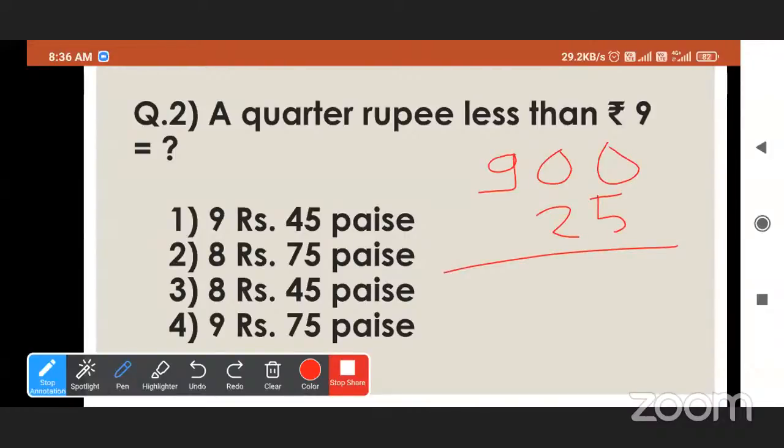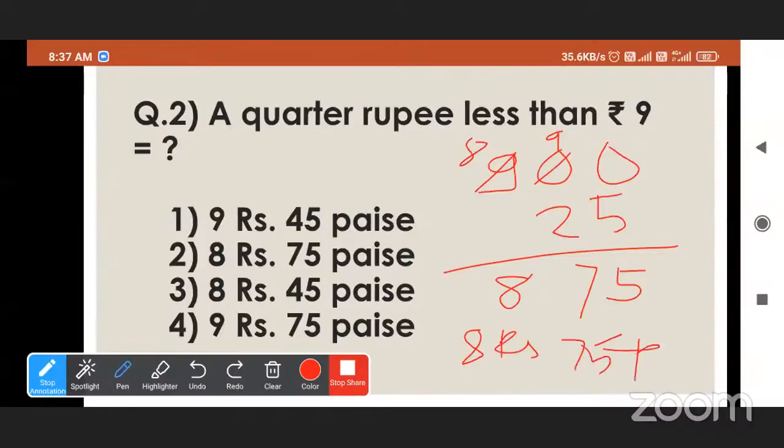So 0 minus 5, we can't subtract 5 from 0. So 10 minus 5 is 5, 7, 8. So 875 paisa means how many rupees? 8 rupees. 800 means 8 rupees and 75 paisa. So which option is right? Second, 8 rupees and 75 paise. Good.